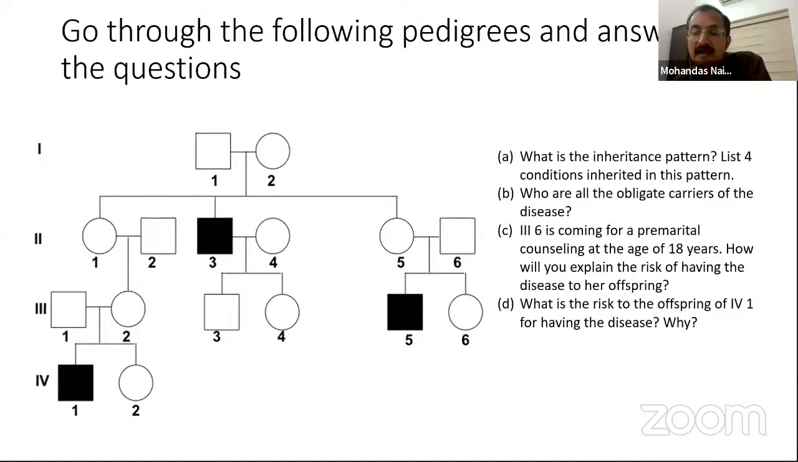What is the risk to have? Risk to the offspring of fourth generation first individual for having the disease. So the male is having an abnormal X chromosome, and that is given to his daughters, and all the daughters will become carriers. And his Y chromosome is given to the sons, and none of his sons are affected. So there is no risk of his offspring to be affected.